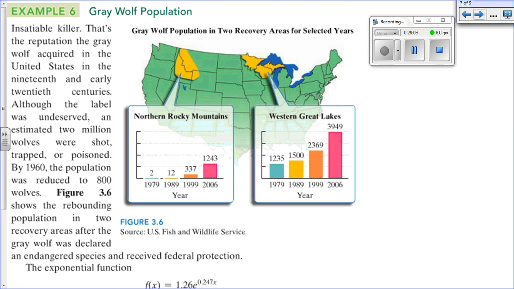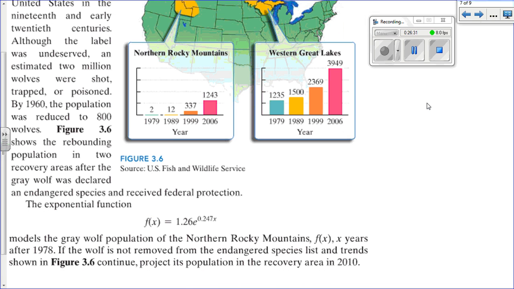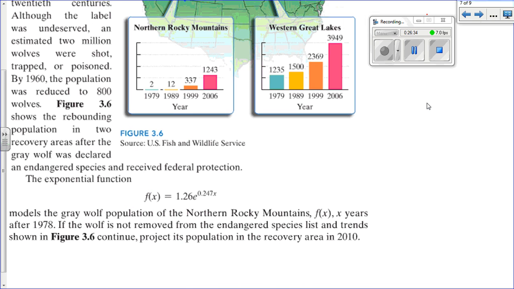Now, I'm going to need you guys to get a calculator, please. But we'll read the problem. In the 19th and early 20th century, the gray wolf acquired the reputation of an insatiable killer. Although the label was undeserved, an estimated 2 million wolves were shot, trapped, or poisoned. By 1960, the population was reduced to 800 wolves. Figure 3.6 shows the rebounding population in 2 recovery areas after the gray wolf was declared an endangered species and received federal protection.